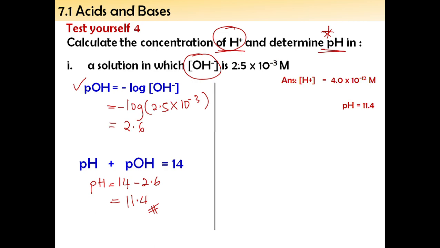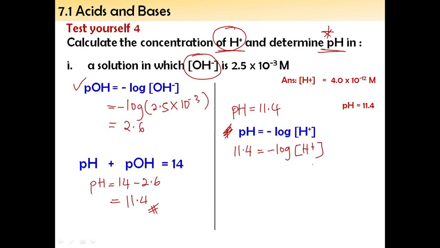Now, what is the concentration for H+? We know that for pH, dah kira tadi, sama dengan 11.4. Dan kita tahu untuk pH, this is the formula. Jadi, I'm going to substitute into the formula. I know that the pH value is 11.4 yang kita dah kira tadi. Now, I want to find the concentration for H+. Actually, this is a mathematical concept. You want to find H+. So, how can we find the concentration of H+ kalau kita ada yang ni?